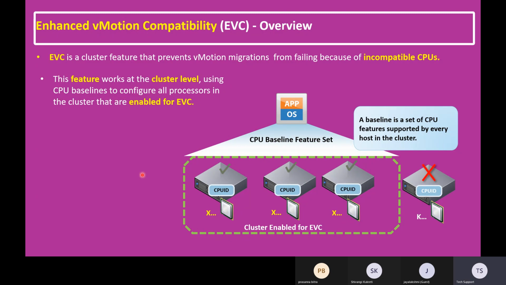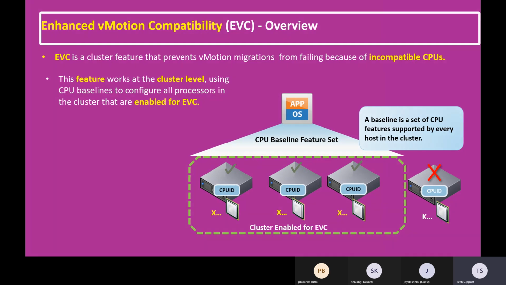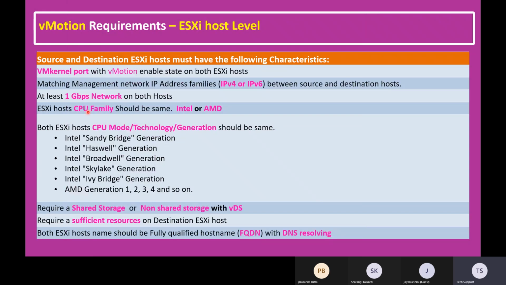Now we'll talk about the advanced concept, enhanced vMotion compatibility. Enhanced vMotion compatibility, in short form we call it EVC. If you try to understand this point, EVC is a cluster feature that prevents vMotion migrations from failing because of incompatible CPU. Earlier, we talked about one point: if you want to migrate a virtual machine, the CPU family should be the same family, Intel or AMD. Within the Intel family, the generation should be the same generation.